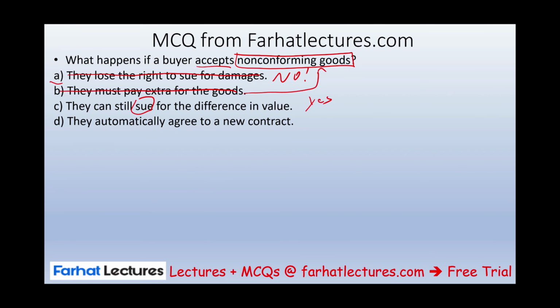So in other words, accepting non-conforming goods does not prevent you from suing for damages. And what will be the damages? It's the difference in value between what was delivered and what was in the contract. So what was in the contract was worth $10,000? What was delivered, the value of what's delivered is $8,000. There's a shortfall of $2,000 plus any incidental cost. You can sue for that. C is the correct answer.